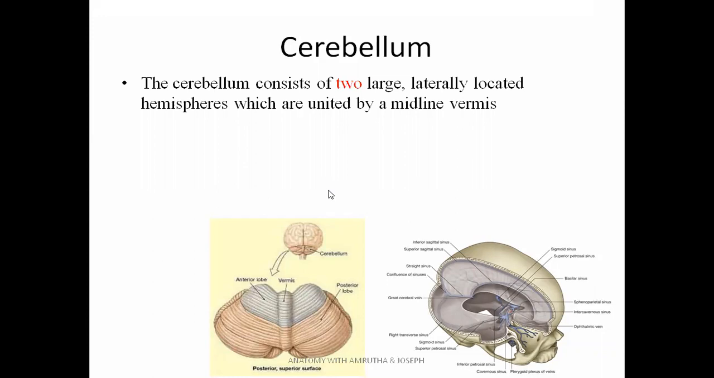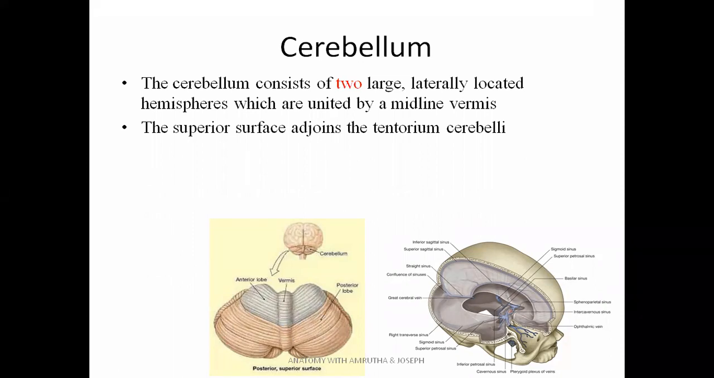The cerebellum consists of two large laterally located hemispheres, which are united by the midline vermis. So between the two cerebellar hemispheres, the bridging structure is the vermis. So vermis is bridging the two cerebellar hemispheres. The superior surface adjoins the tentorium cerebelli. Definitely, the superior surface is going to be related to the tentorium cerebelli, isn't it? Because between the occipital lobe and the cerebellum, we have the tentorium cerebelli. So when you look at it, the superior surface is covered by the tentorium cerebelli.